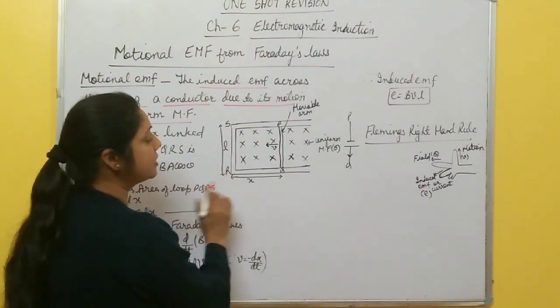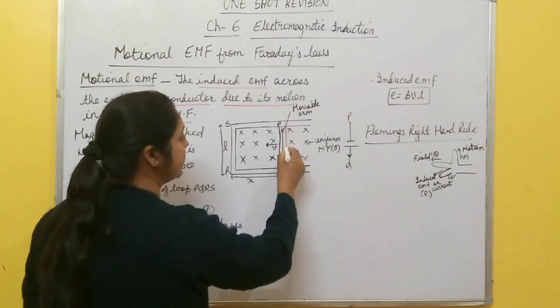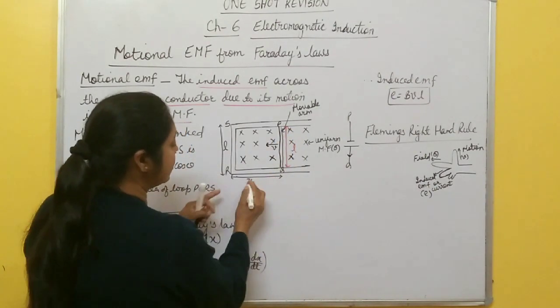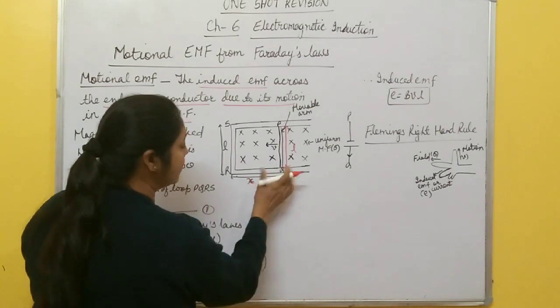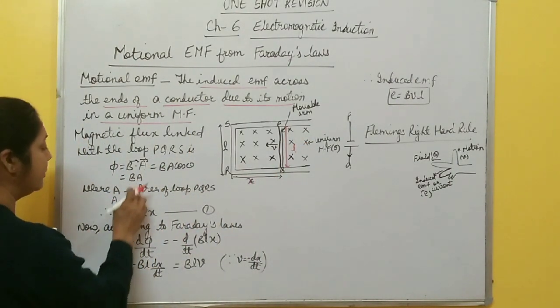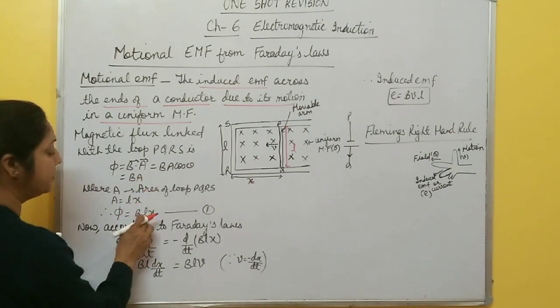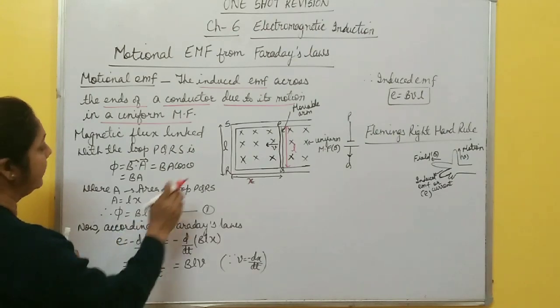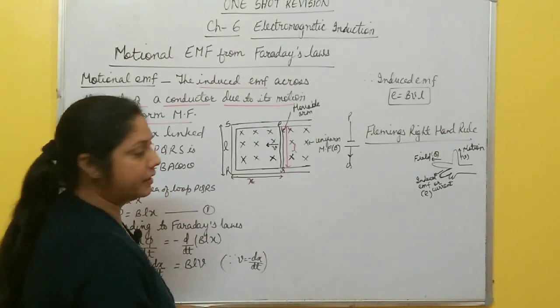What is the area of this loop? Suppose this conductor has length L, so PQ is L, and suppose RQ is X. So the area of this loop is L into X. You put the value of area here, phi equals BLX. This is the magnetic flux linked with this loop PQRS.